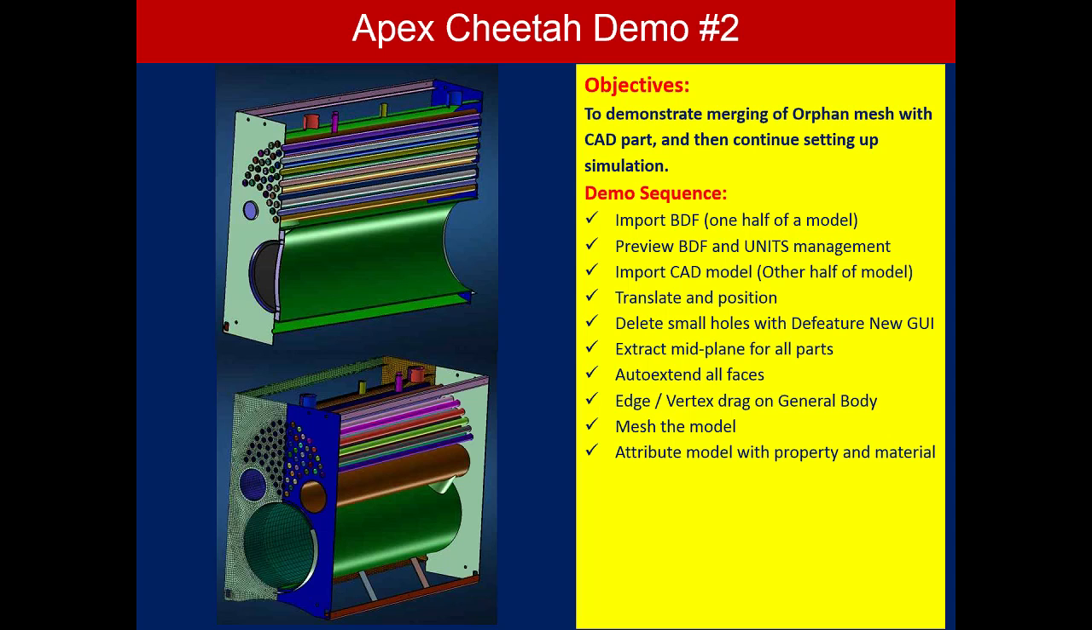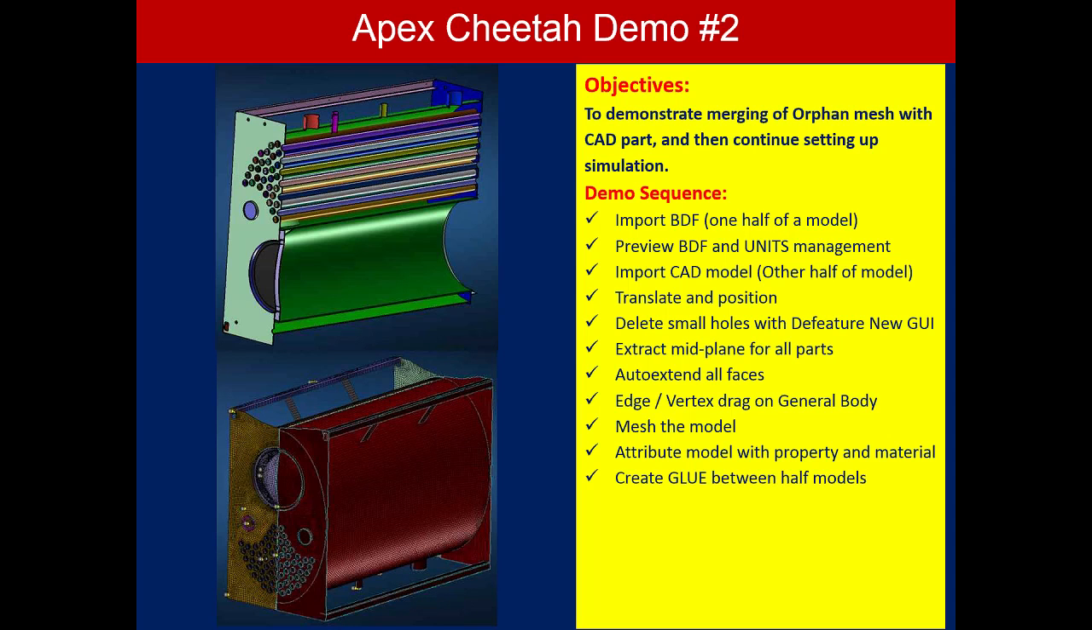And mesh the model, attribute the model, and create a glue between the two halves of the model, and check the solver validation and run readiness and run the simulation. We are not going to run the simulation because it's going to take about 20 minutes for this big model, but we do the rest of the parts as a part of the demo to show you all the new capabilities on the modeler side, and also how we can take advantage of bringing in the orphan mesh and assembling it with the rest of the model.